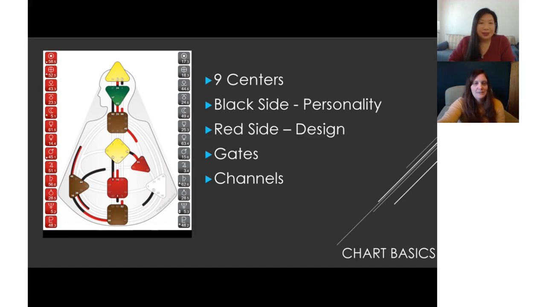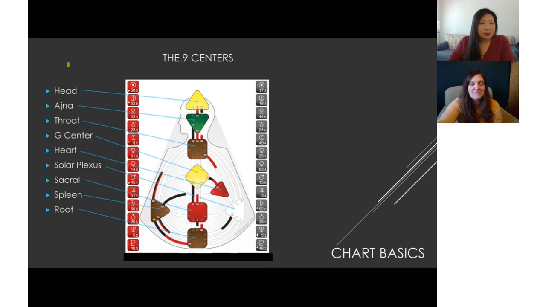Okay, thank you. Okay, so the 9 centers. Ellen, are you familiar with the 7 chakras? Yes, I was going to ask if these are related because I see some commonalities. Right, exactly. According to human design, as the human race, we shifted from being 7-centered beings to 9-centered beings back in the 1700s.